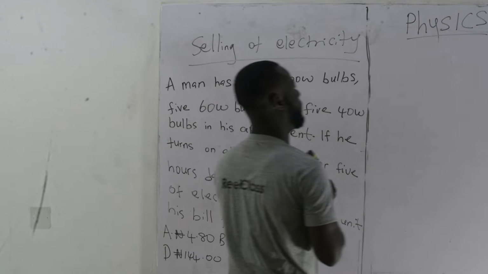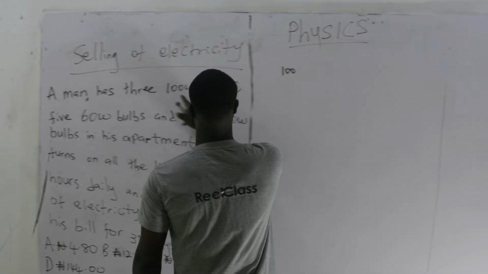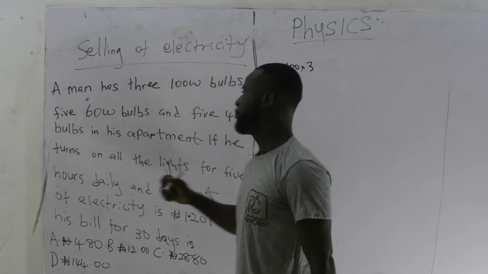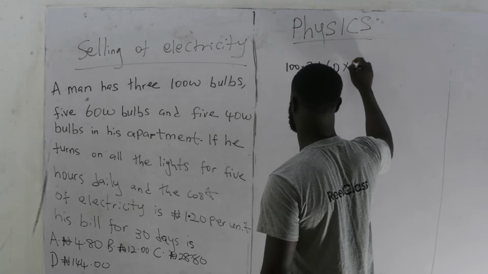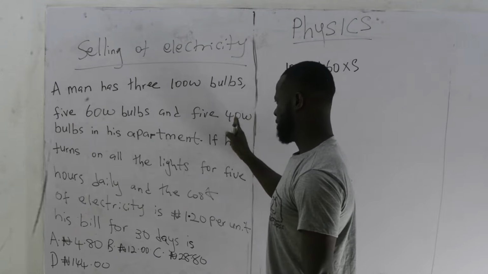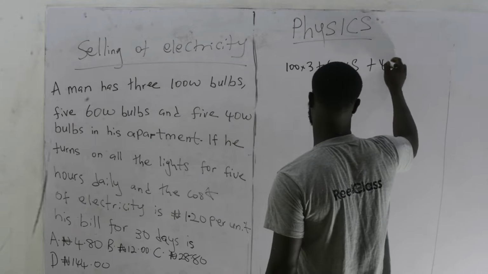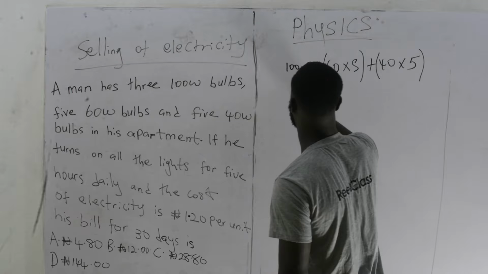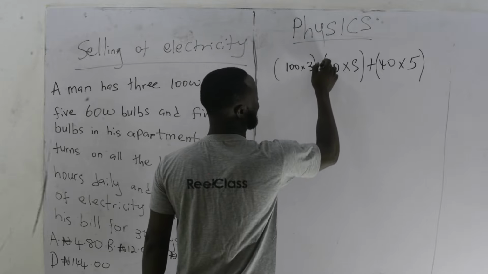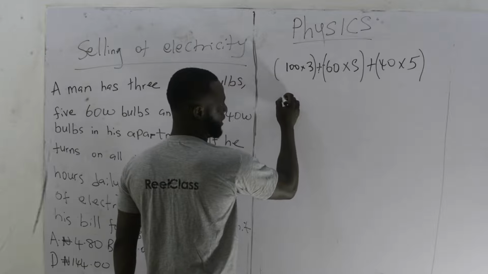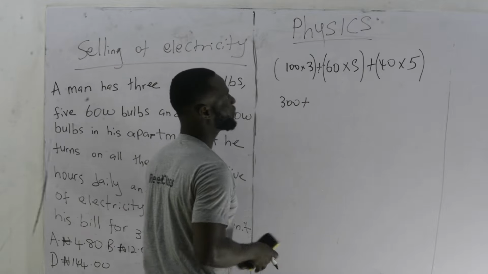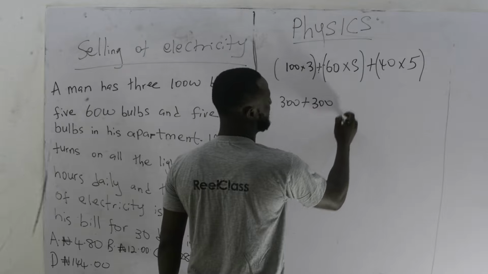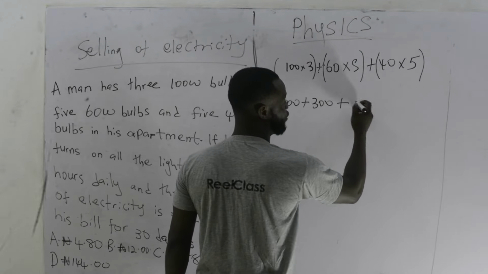So for the first bulb, the bulb is 100 watts and he has 3 of it, so times 3 for this one. His other bulb is 60 watts and he has 5 of it, so it is plus 60 times 5. And the other one is 40 watts and he has 5 of it, so plus 40 times 5. For you not to be confused, let's just put them in brackets, knowing that I have to multiply first before I then add. 100 times 3 is 300, plus 60 times 5 is also 300, plus 40 times 5 is 200.